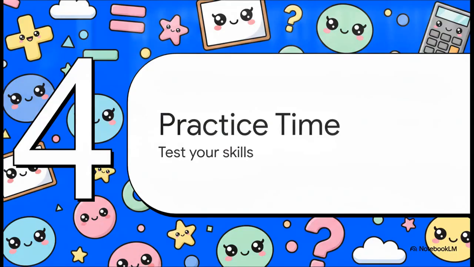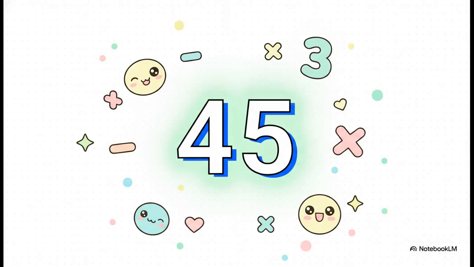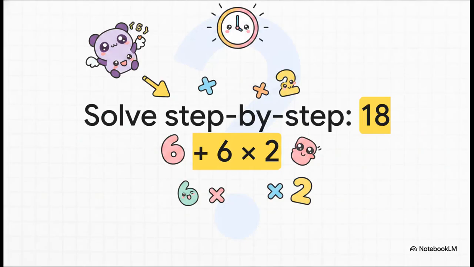Okay, let's get into part 4, practice time. Let's test your skills. Here's your first question. Solve this expression, 9 times 5. I'll give you a few seconds to think. And the answer is 45. Fantastic work if you got that glowing green number right. All right, let's level up a bit.